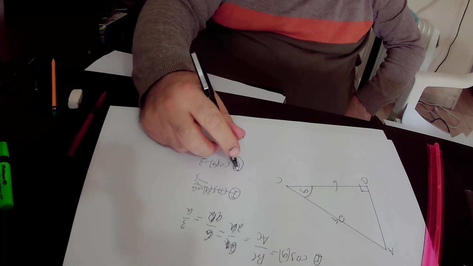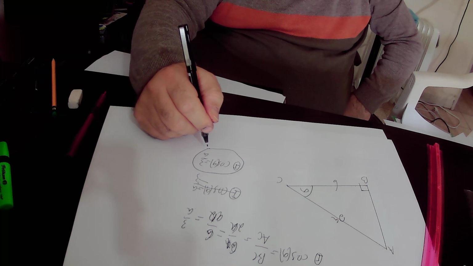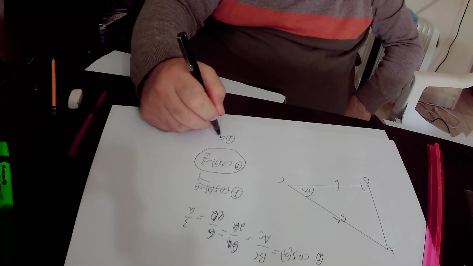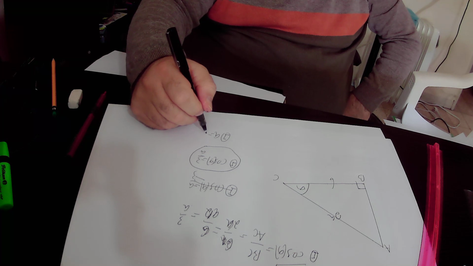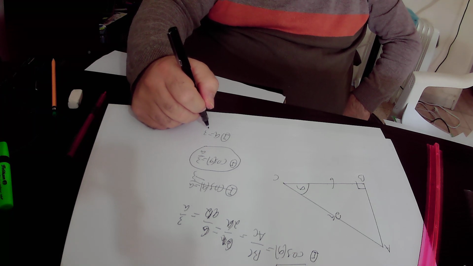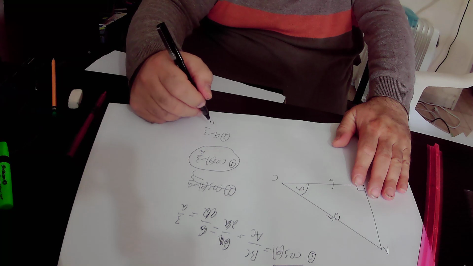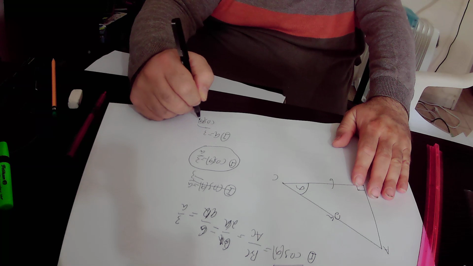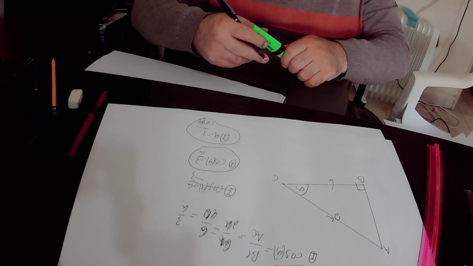Here we multiply this equation number 1 by A, and then we divide it by cosine alpha, and we get that A equals 3 over cosine alpha, according to equation number 1. We found out that A equals 3 over cosine alpha.